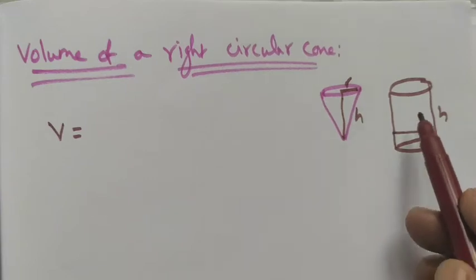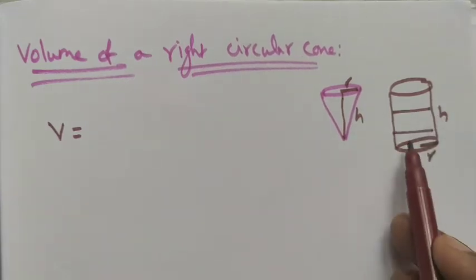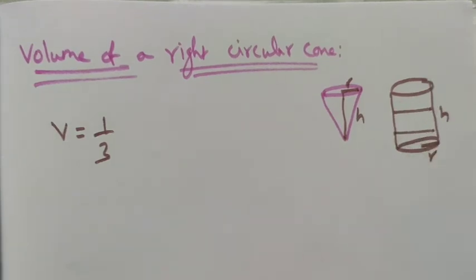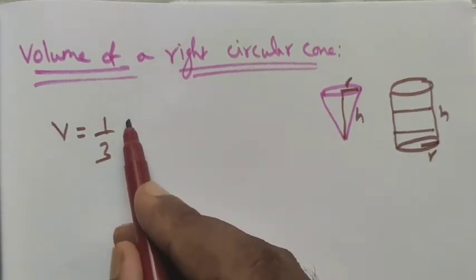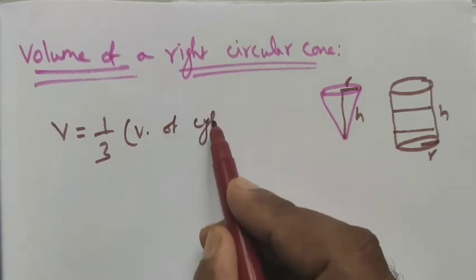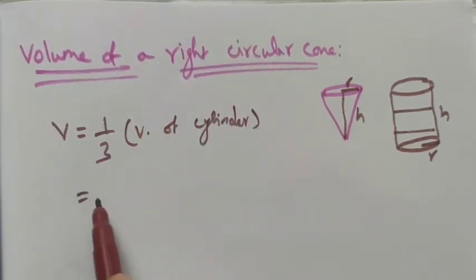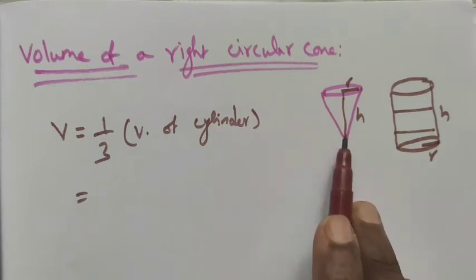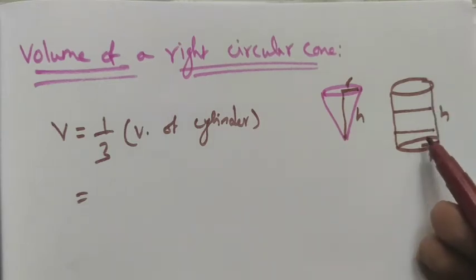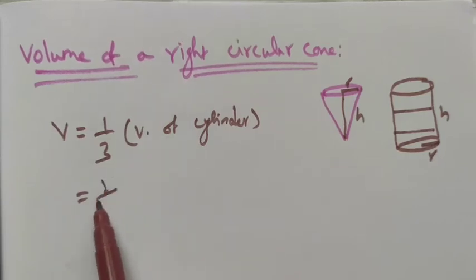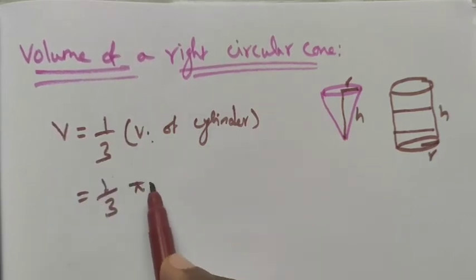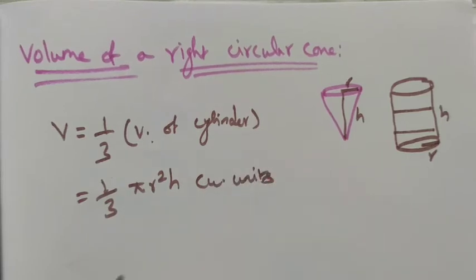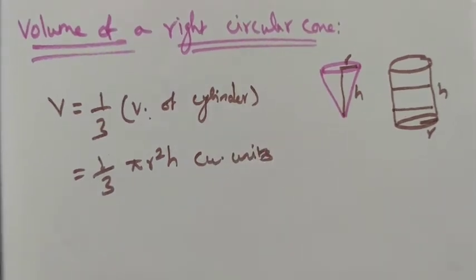Or otherwise we can say the volume of the cone is one third of the volume of the cylinder. Three times the volume of the cone is the cylinder, so to find the volume of the cone, it is one third of the volume of the cylinder. The volume of the cylinder, we know, is pi r square h, so the volume of the cone is one third pi r square h cubic units.